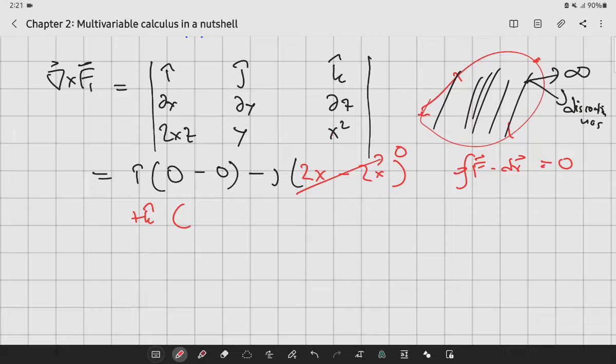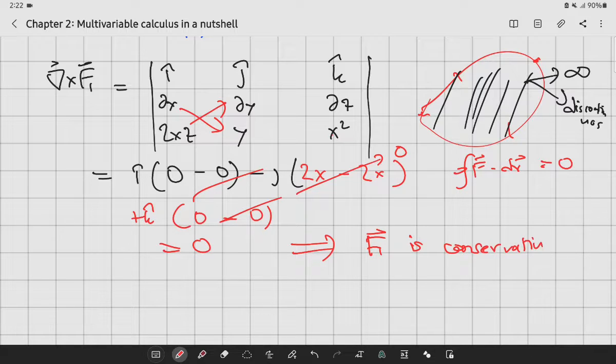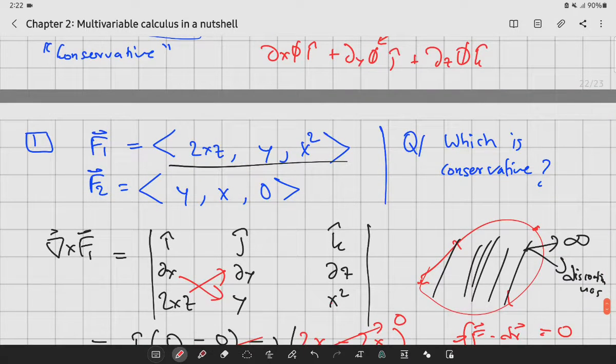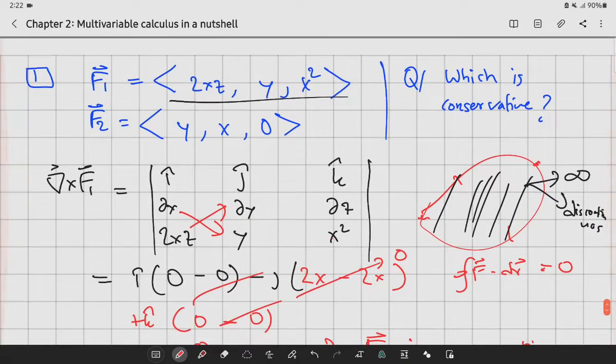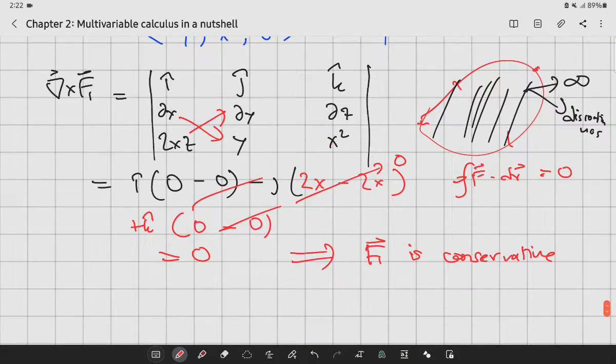The k-th component, I'll have to multiply these two and subtract it from these two. So partial x of y is 0, partial y of 2xz is again 0. So I can see that it's 0. All of these give me 0. So I can immediately conclude F1 is conservative. And honestly, you can see that this is a well-behaved function. This is just polynomials. Polynomials are your best friend. They always behave nicely. So F1 is definitely conservative.